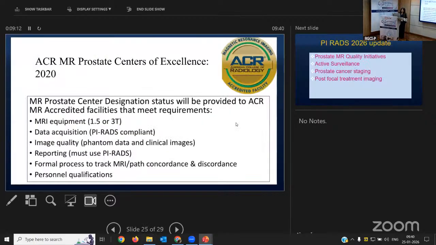This is something I've been working on for a long time. In 2020 is when we set up these centers of excellence with the American College of Radiology, and it's continued to grow. It's now across the country.